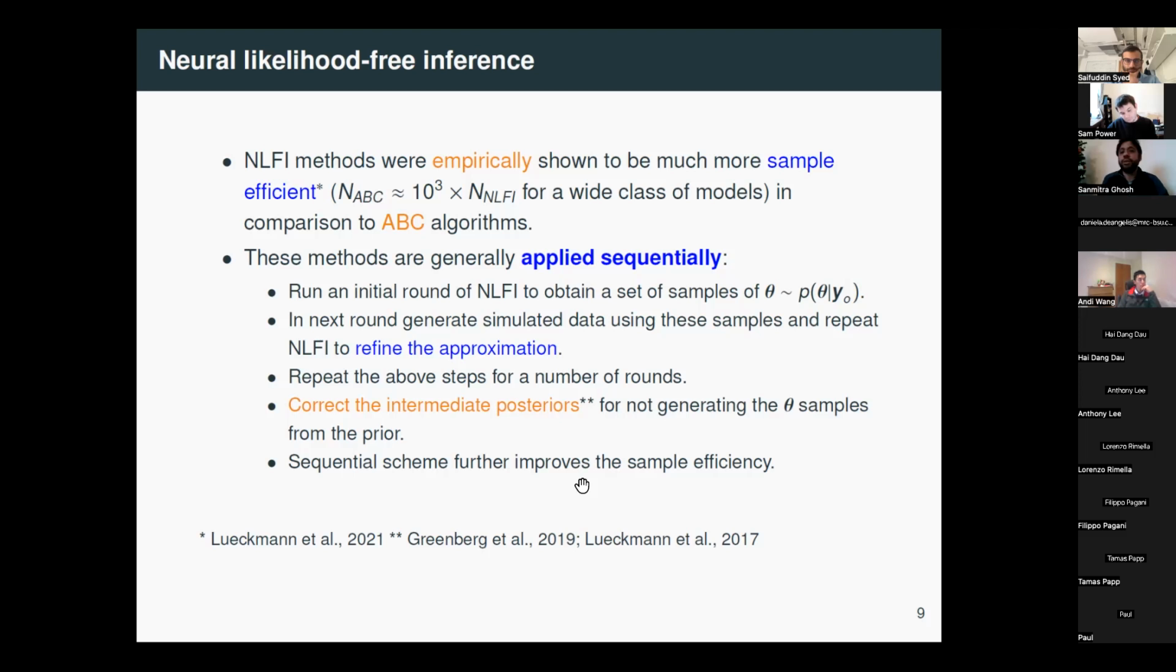And that's a huge thing for simulator models, where we are interested in really fast inference for complex models. The sample efficiency reduction is enormous. And in a lot of those studies, it was shown that these NLFI methods actually produce an approximation that is closer to the true posteriors, right?